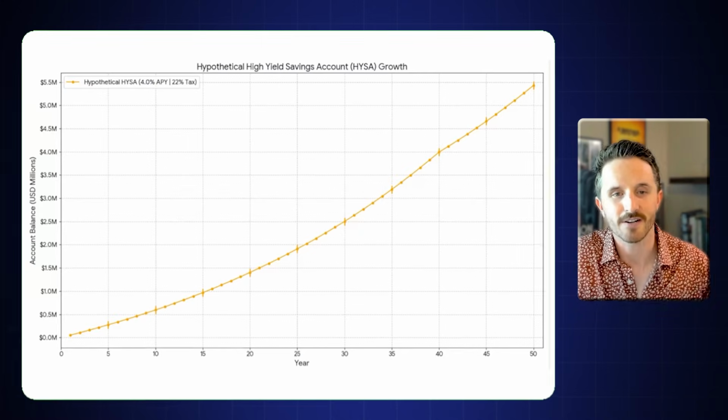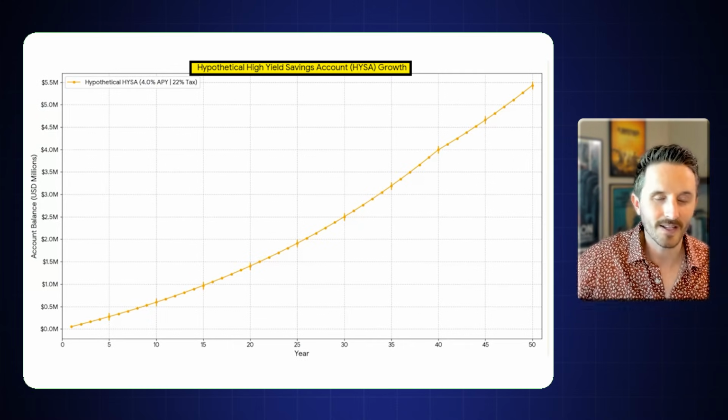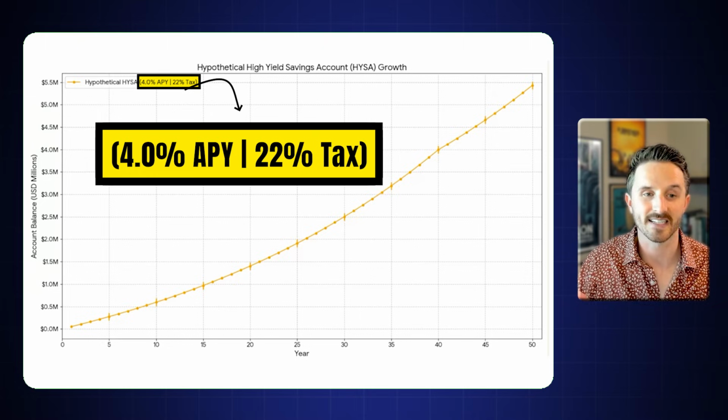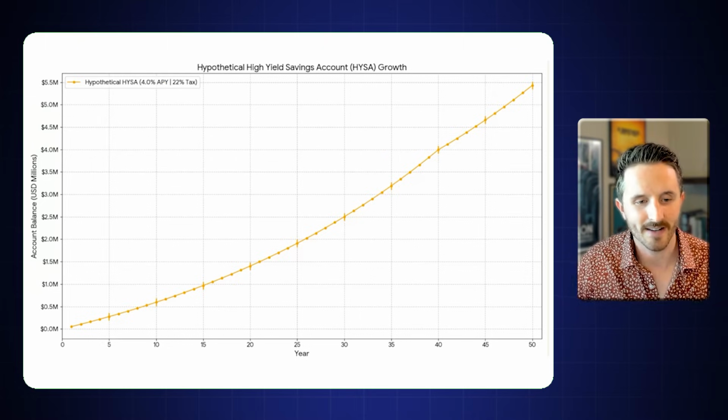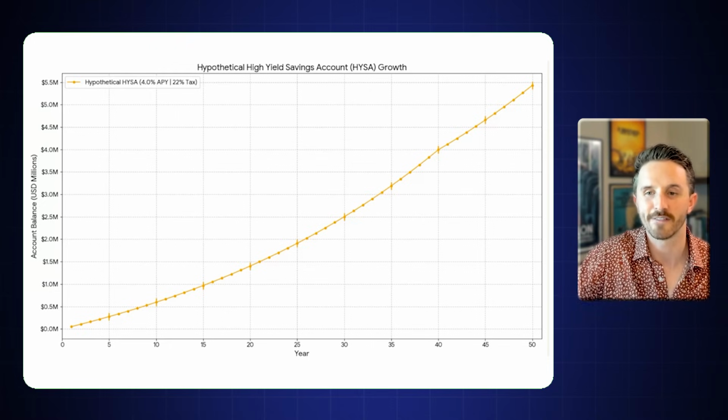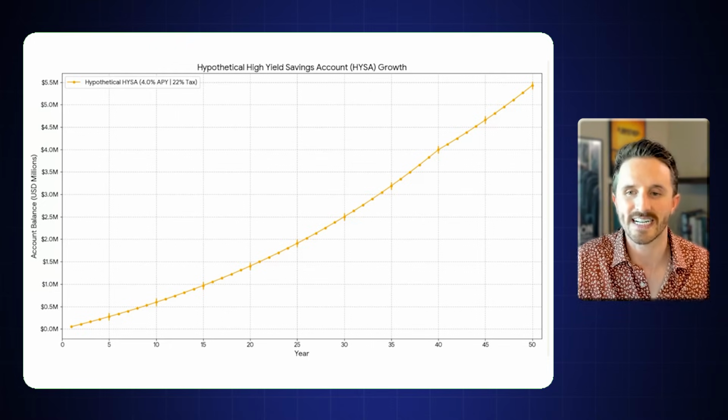All right. Now here is your hypothetical high yield savings account growth. This is a 4% APY over a 50-year period with a 22% tax assessed every year. What starts in the beginning as 50,000 by year 50 is just shy of 5.5 million. And it's a very kind of straight and linear trend line.